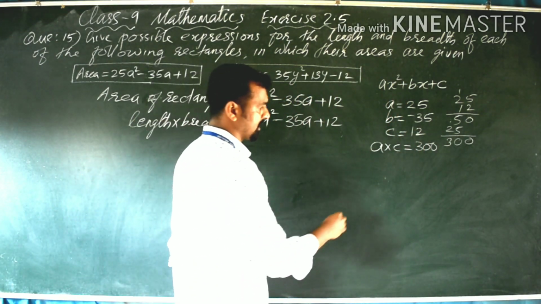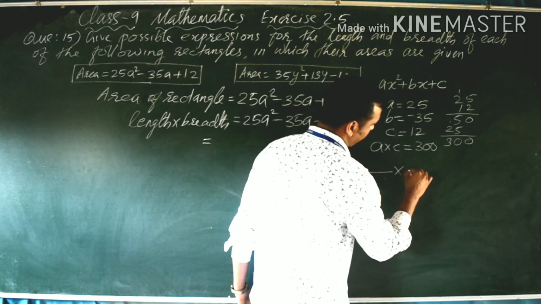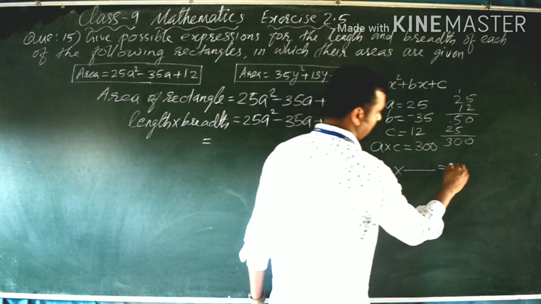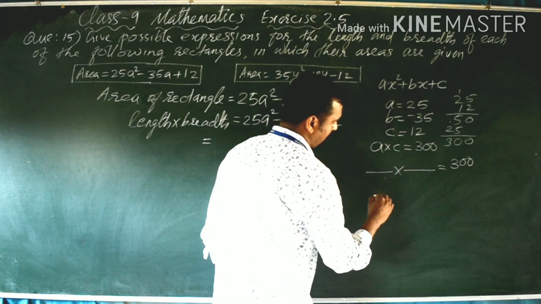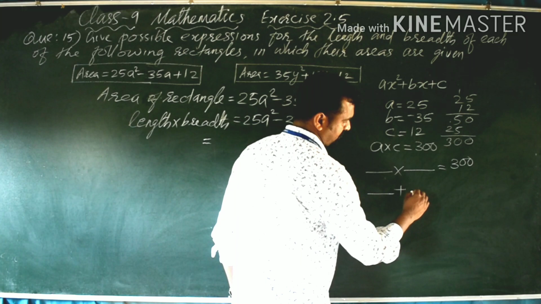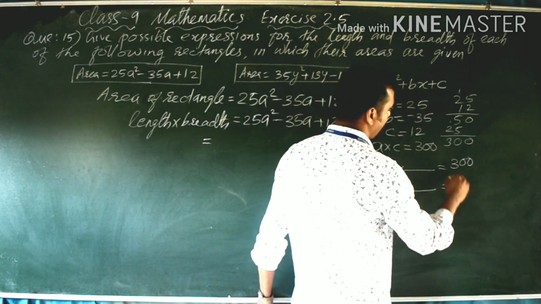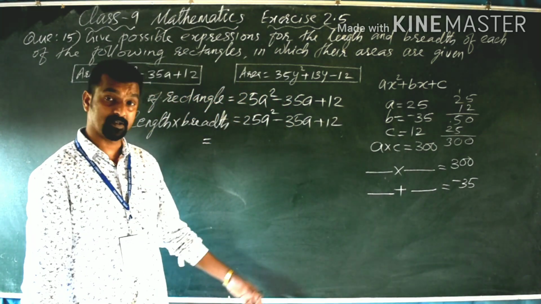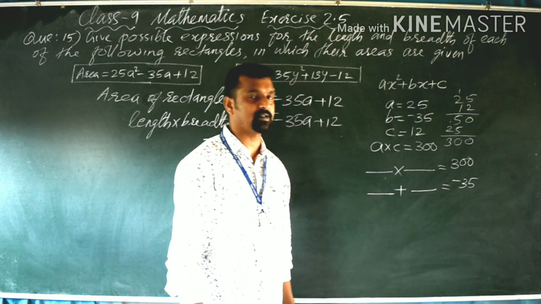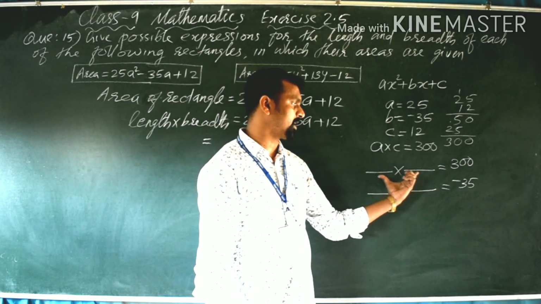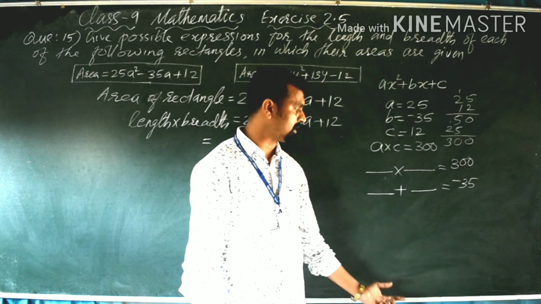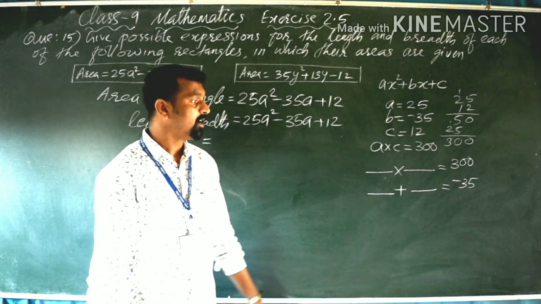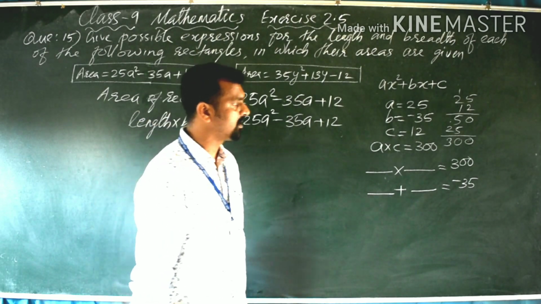25 into 12 is 300. Now we have to find out two numbers whose product should be the a into c value, that is 300, and whose sum should be the b value, that is minus 35. So which are the two numbers? We have to factorize 300, then only we will get the answer.